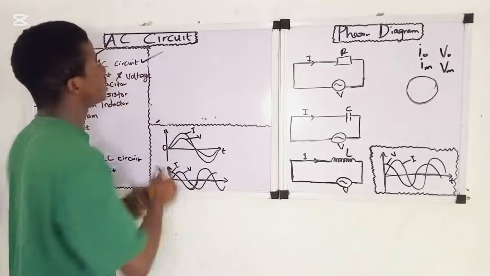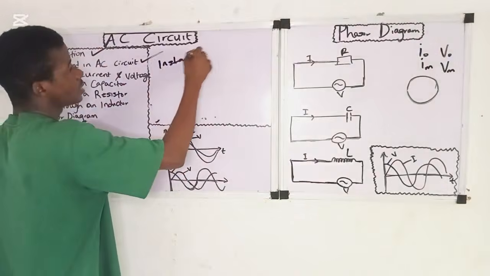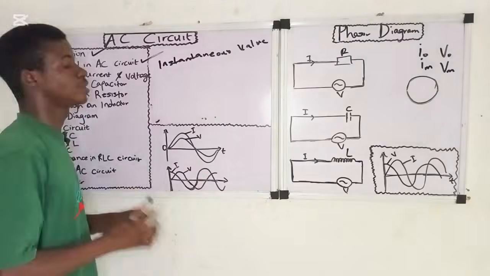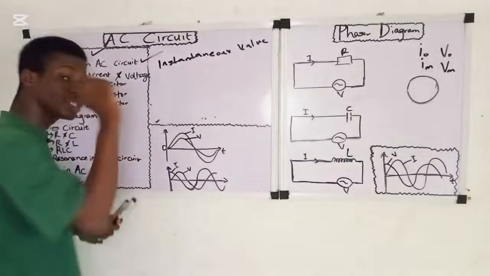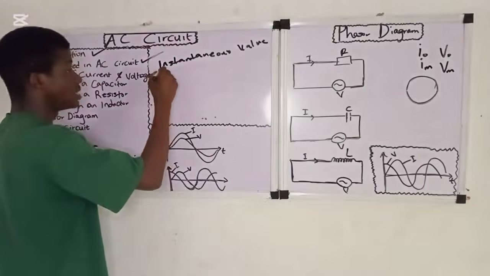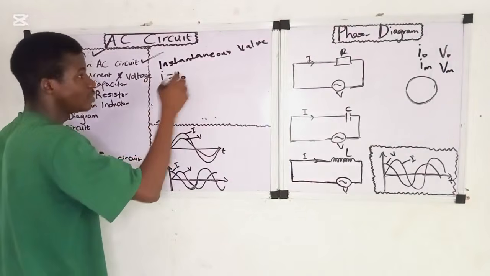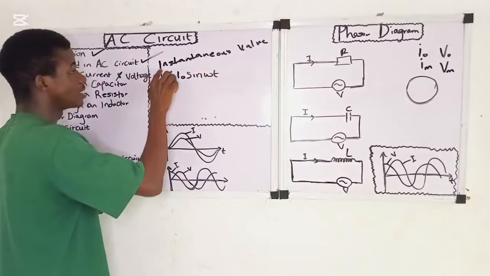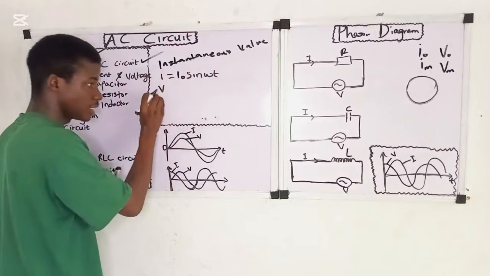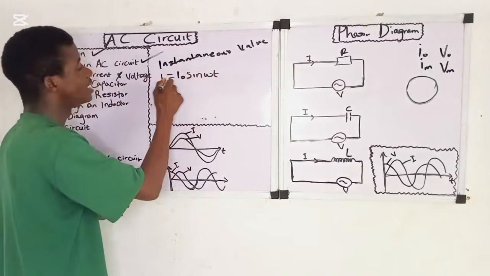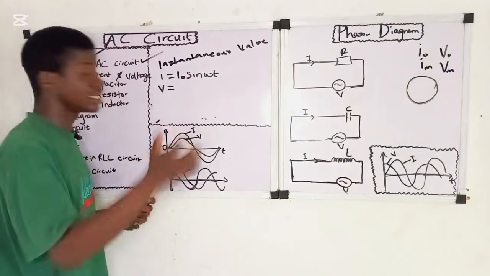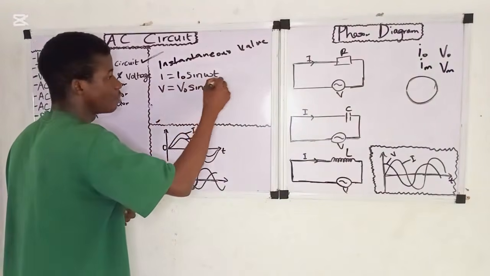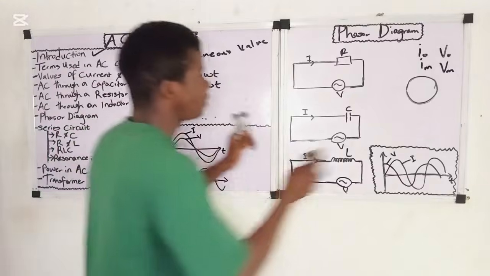The next value you need to know is the instantaneous value. Now take note, the instantaneous value for current is equal to the peak value times sine omega t. Then the instantaneous value of voltage in an AC circuit, V, is equal to the peak value of voltage times sine omega t. So take note of it as well.